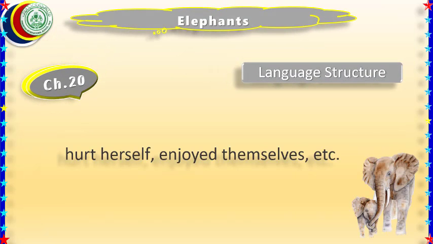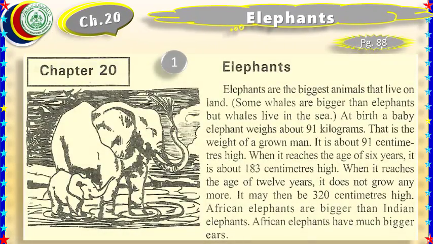The sentence structure of this lesson is herself, himself, itself, themselves. We shall focus on such type of sentence structures in this lesson. This is our lesson. Let us start reading. I shall read main points for you. You can read it later in detail.